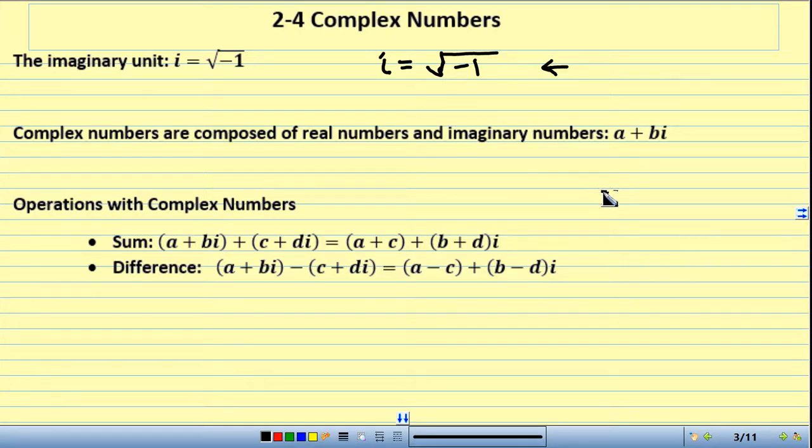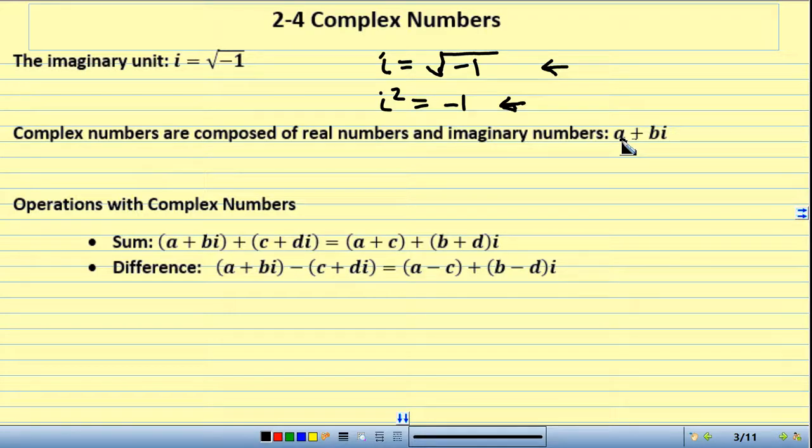Now, another thing you need to know is if I square both sides, I'm going to get i squared equals negative 1. You need to know that too. If you memorize anything, this needs to be memorized. In fact, just know it.